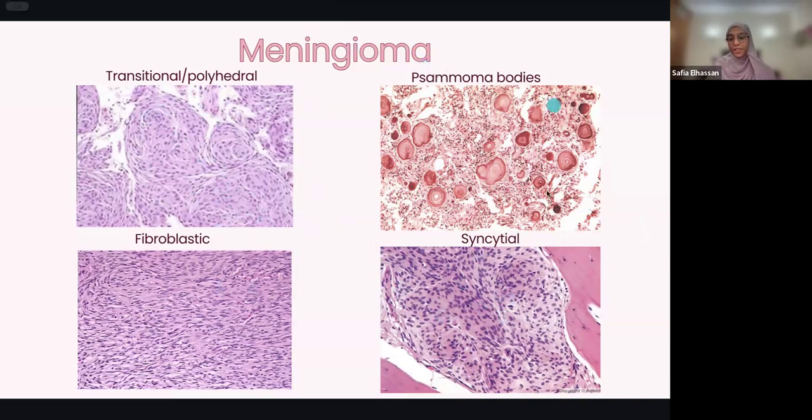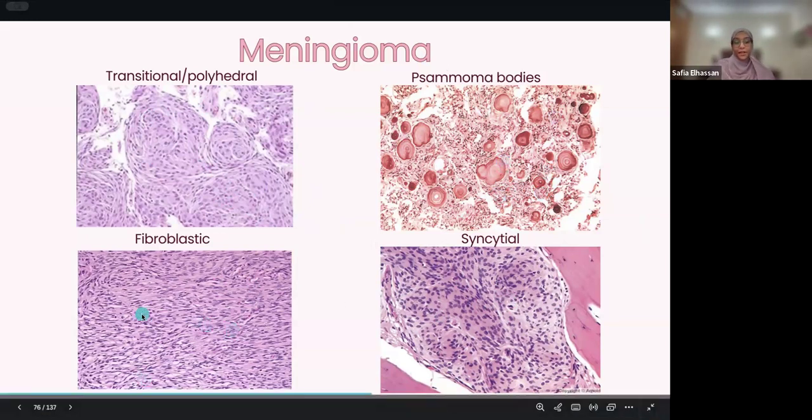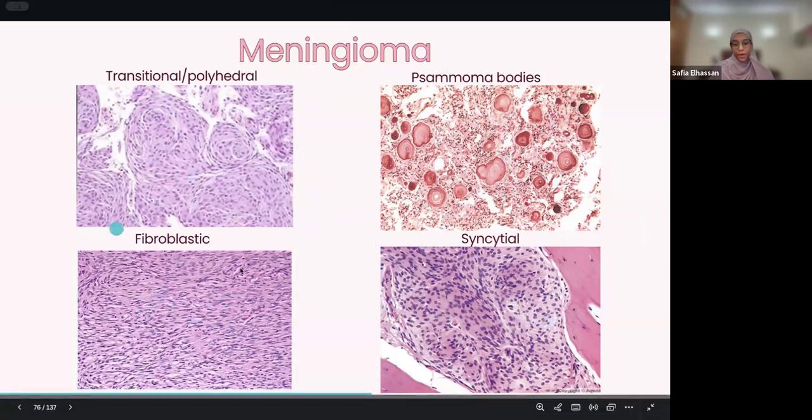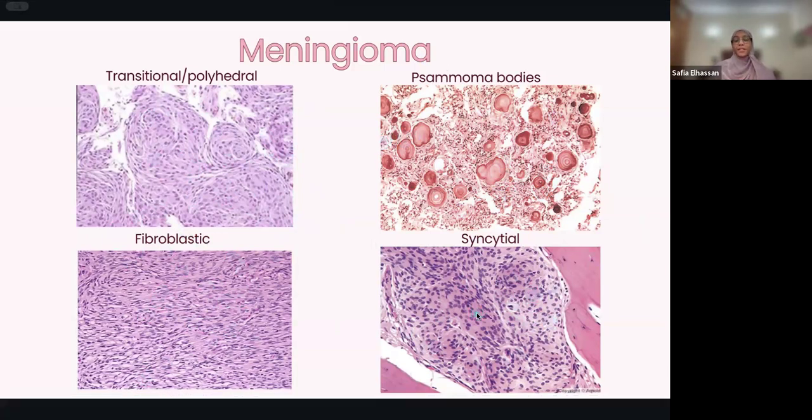So psammoma, these are very distinctive because of the calcifications, like you won't confuse it with anything else. Fibroblastic, they're kind of just very straight lines compared to transitional and syncytial, where you can see these kind of whirling patterns. For syncytial, the thing about syncytial is that it's describing syncytium, which means that it's hard to tell where one cell ends and the next one begins. You don't really see any cell borders. Additionally, the cytoplasm of the cell is very eosinophilic, so it appears very pink, and the nuclei are also darker. Transitional is somewhere in between fibroblastic and syncytial, so it would have some features of both.